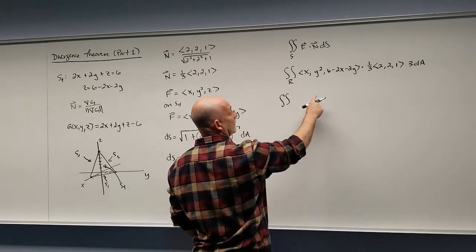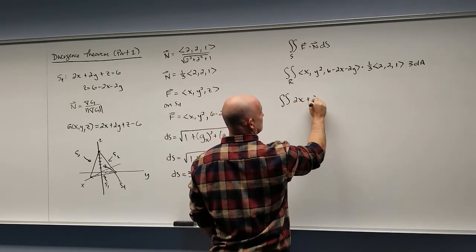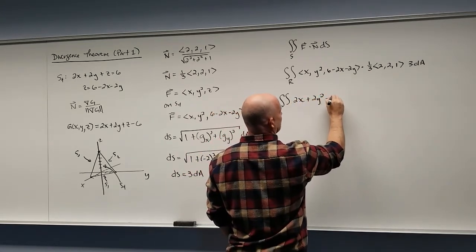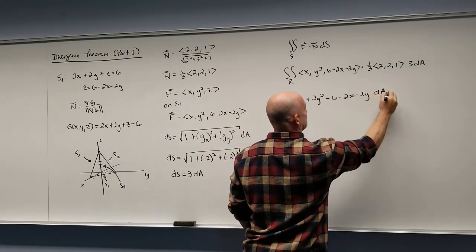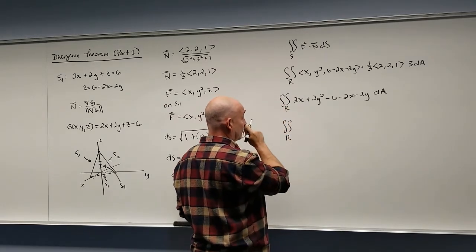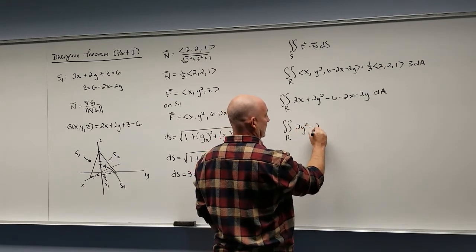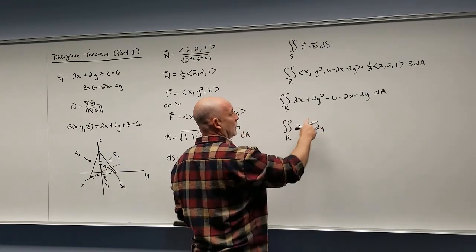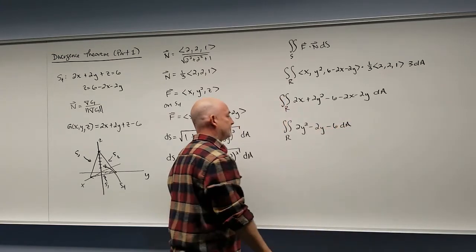All right, the 1/3 and 3 cancel, and when we do the dot product, we get 2x, 2y squared, minus 6 minus 2x minus 2y, dA. Still across our region, so we're going to do a double integral across our region of, let's simplify this. What do we get? We get 2y squared minus 2y, and the x's cancel, minus 6, dA.